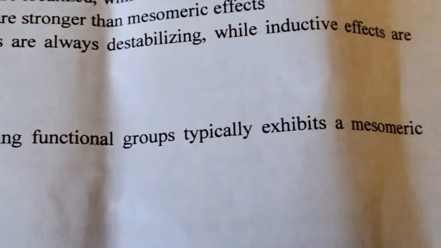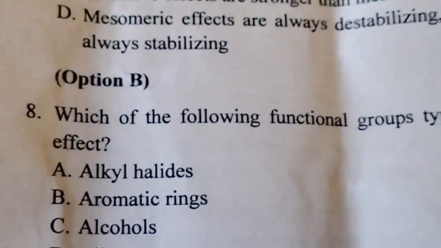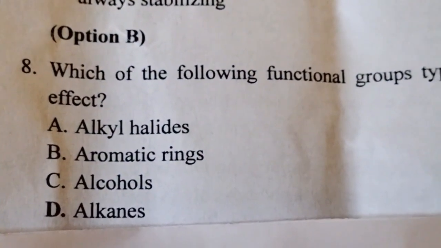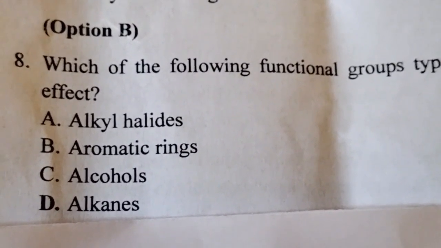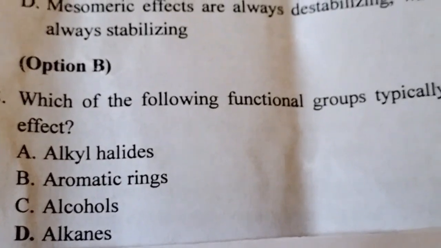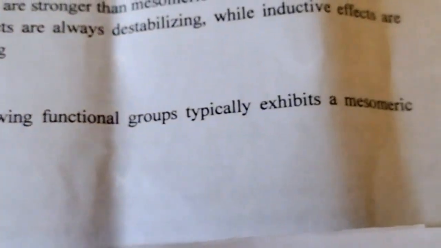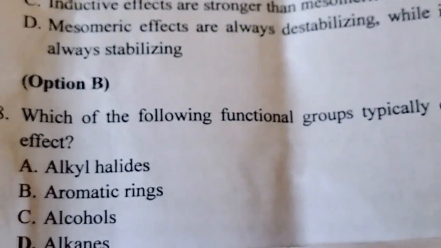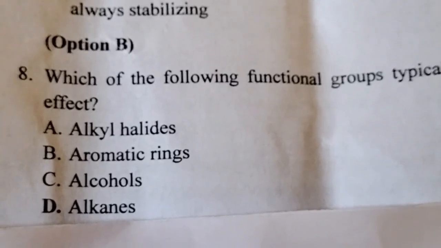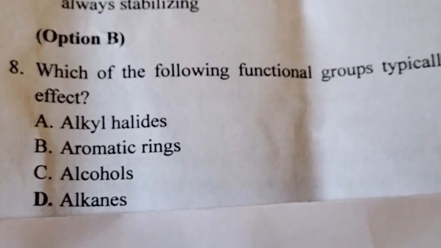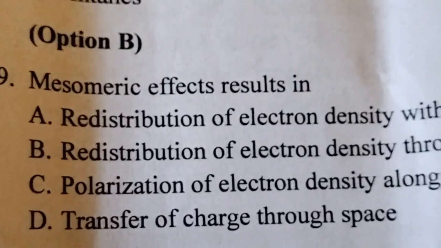Number 8 says, which of the following functional groups typically exhibit a mesomeric effect? A, alkyl halides, B, aromatic rings, C, alcohols, and D, alkanes. We know that mesomeric effect occurs in a conjugated system. So the functional group that is conjugated here is the aromatic ring. That is option B, the right answer, just like the benzene ring.